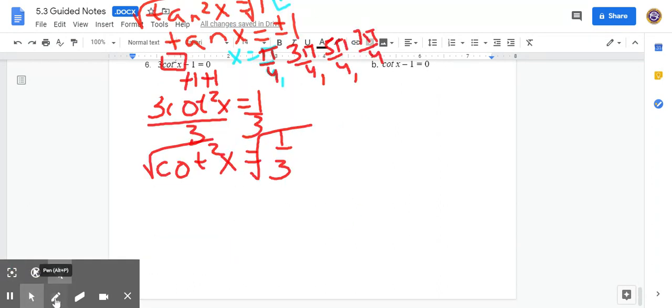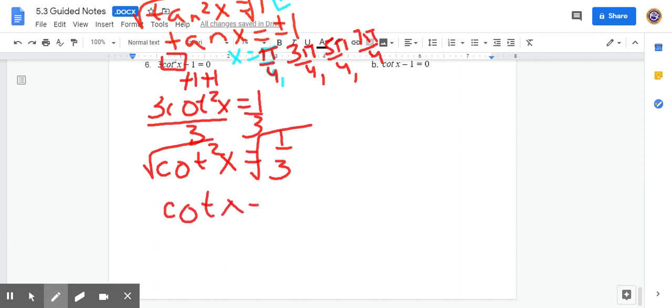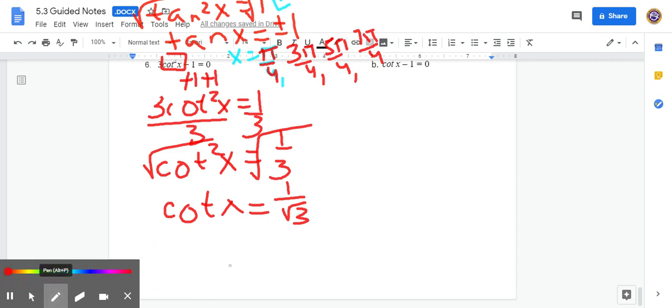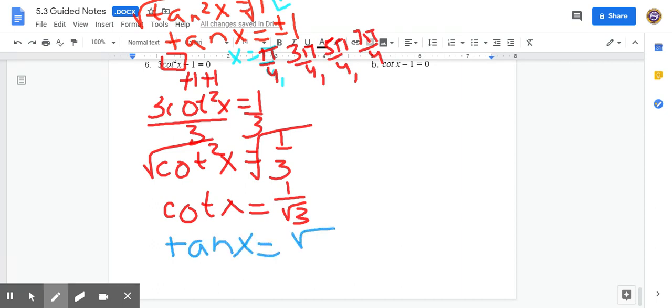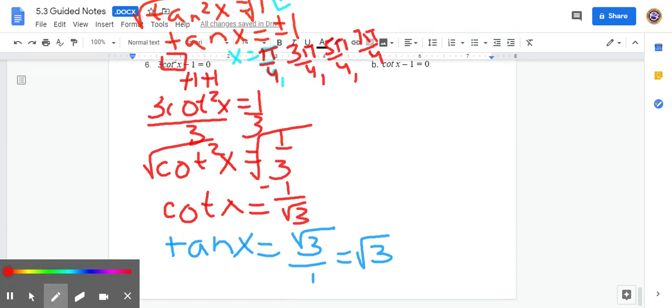So here we're left with cotangent of x equals the square root of 1, which is 1 over square root of 3. Right now you might want to rationalize the denominator, but we actually don't because we're going to be flipping it anyway. So now, if that is what cotangent equals, tangent is equal to the square root of 3 over 1, which is the square root of 3. And we forgot to put a plus and minus when we took the square root. So this would also be positive and negative square root of 3.